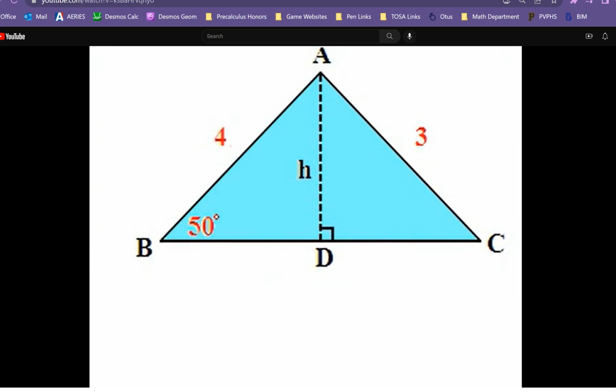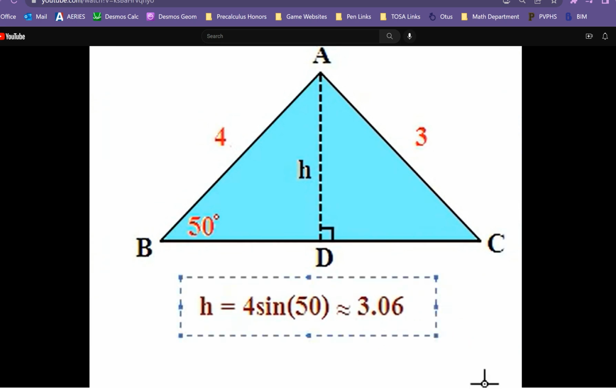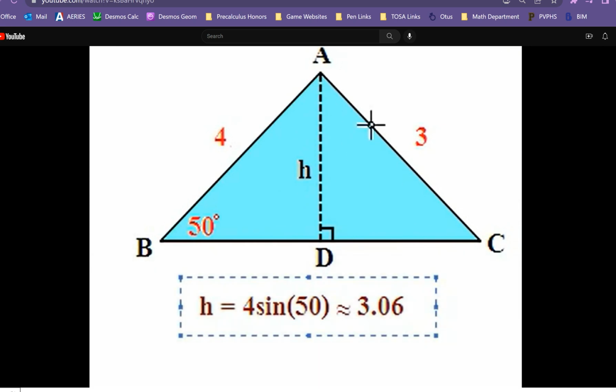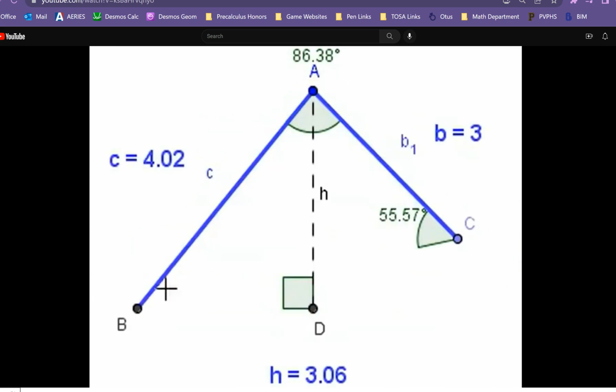First, let's determine the height. The height of this triangle is equal to 4 times the sine of 50 degrees, which is approximately 3.06. That height is just found by using SOHCAHTOA. As you can see, the height is bigger than this side, and this side here and this angle here are fixed and cannot move. Let's see what happens.